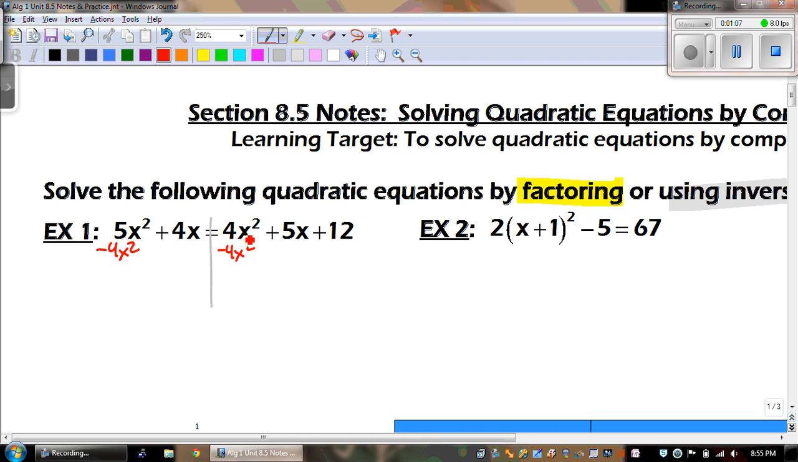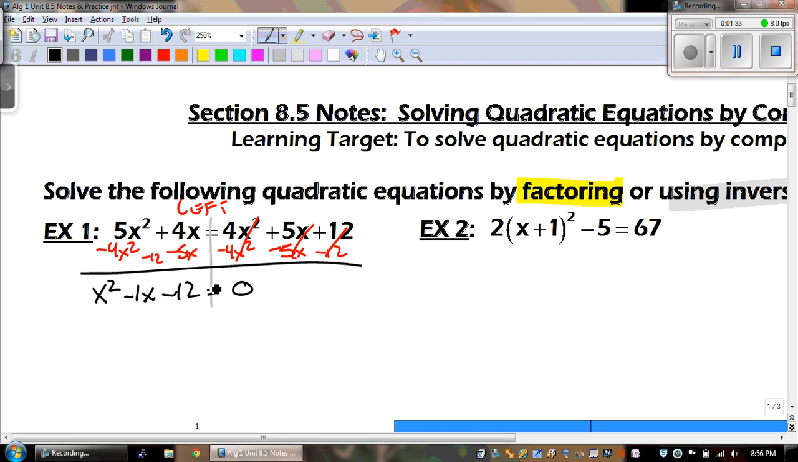So if I'm moving everything to the left, let's move all this other stuff. I'm going to subtract 5x, and I'm going to subtract the 12. I'm just putting the 12 over there because it doesn't really have anyone to match up with. 5 minus 4 is 1, so we have x squared minus 1x minus 12 equal to 0.